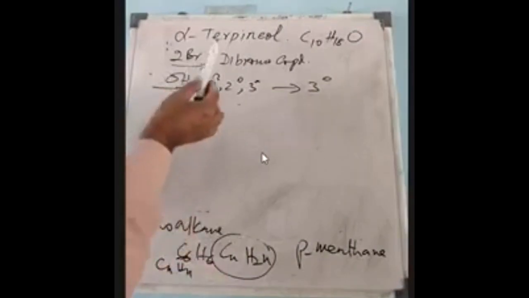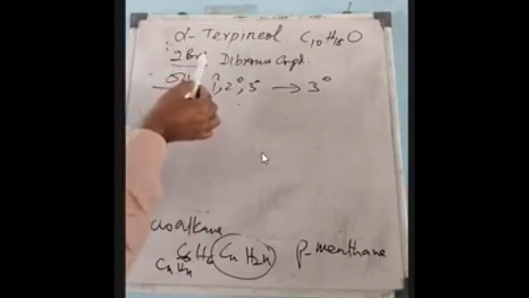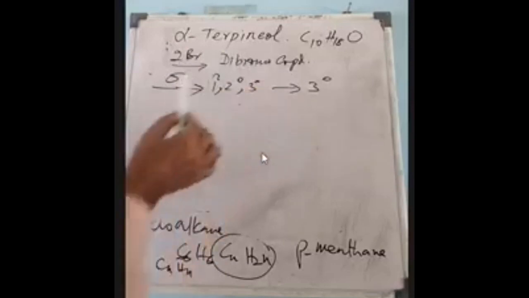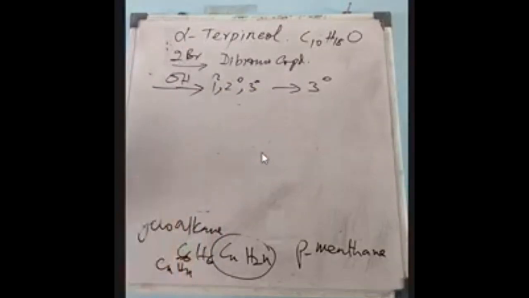So now two reactions, that is bromination and the tertiary hydroxy group. Then the positions of these functional groups, that is the double bond and the tertiary hydroxy group.